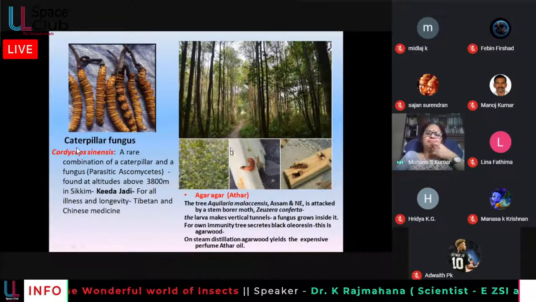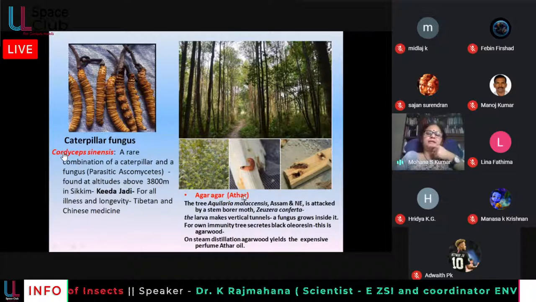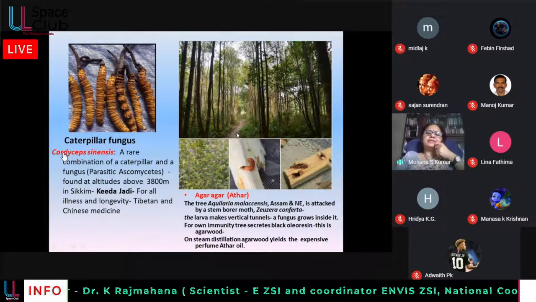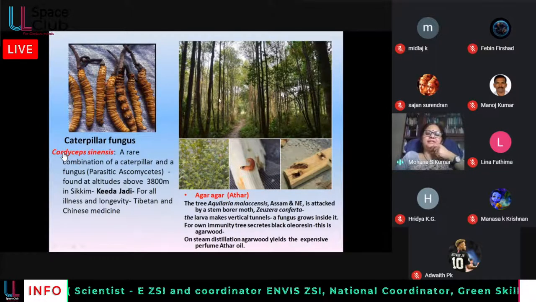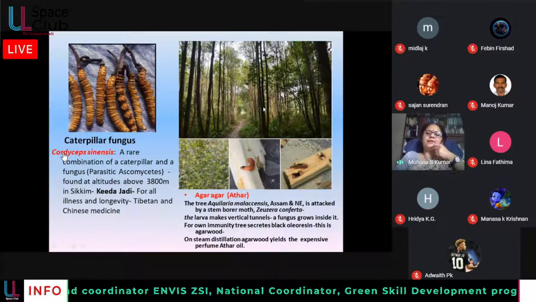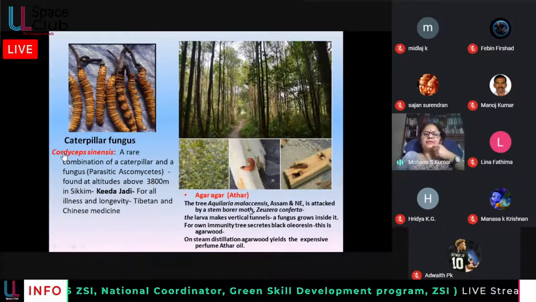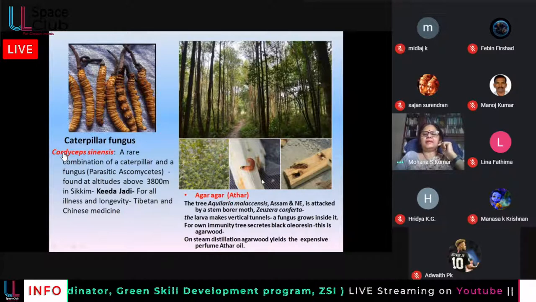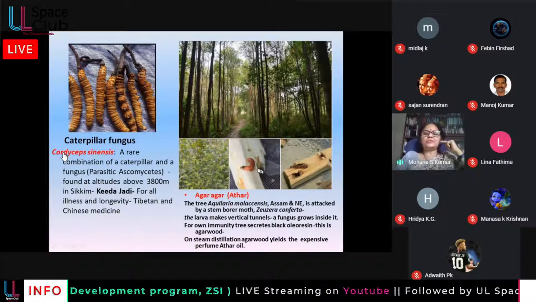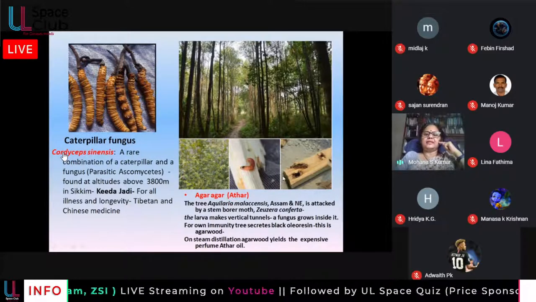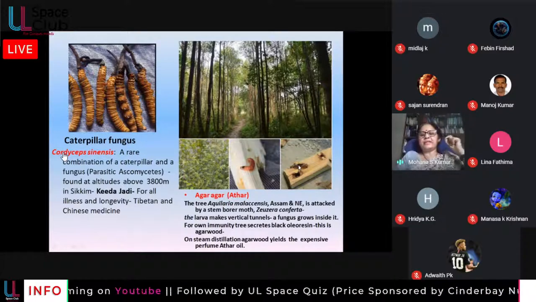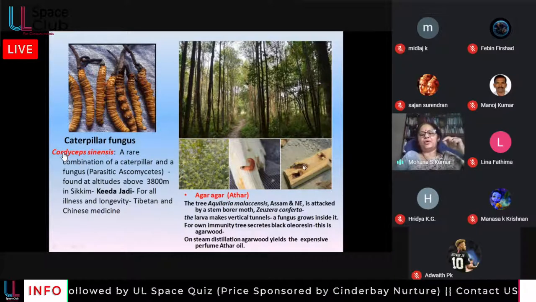This also, agar or attar. Again, this is the plantation where the trees are grown. One particular moth, the larvae bore holes into the trunk. Then some fungus growth will happen in the hole.